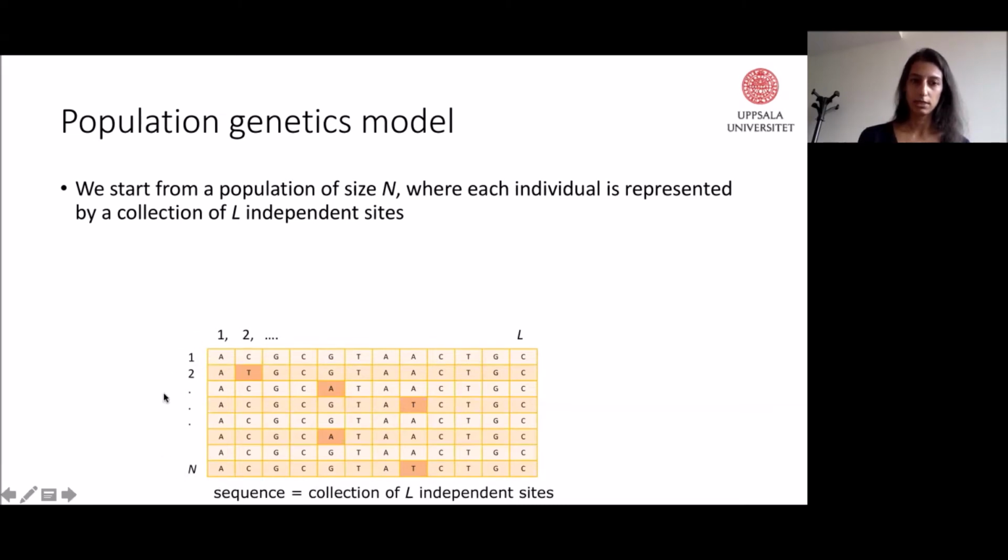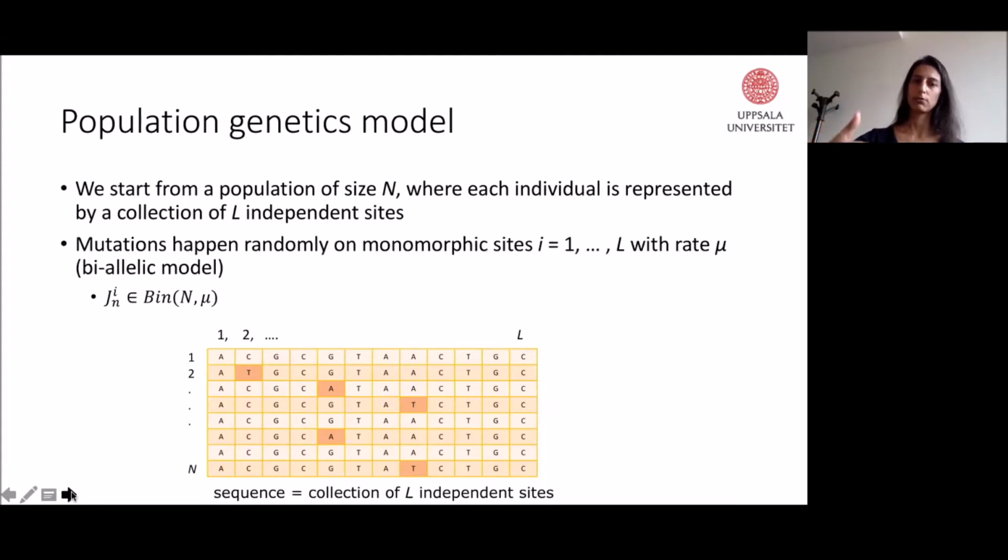So this is what our population looks like. Here I'm illustrating a population of size 8, and each row is a sequence. What we then do is introduce mutations randomly on monomorphic sites. That means on the first site we could have a mutation happen, but not on the second site, and so on. For example, now I'm introducing a mutation on the fourth site of the sequence in the fourth individual. If mutations only happen on monomorphic sites, we have a biallelic model, so we don't consider triallelic or more allelic sites.